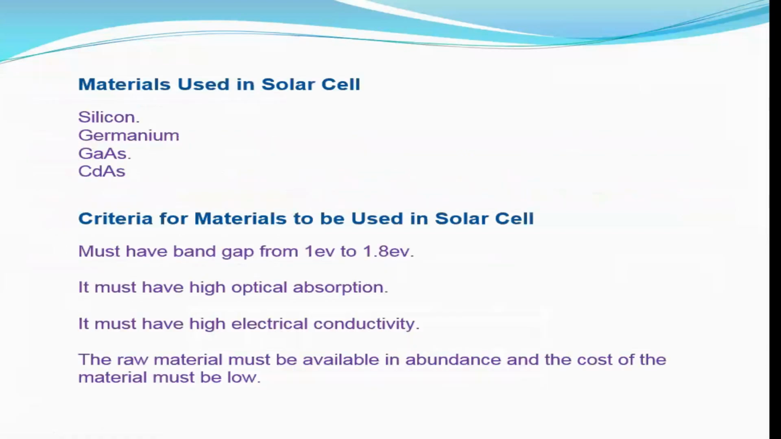The materials used for solar cells are silicon, germanium, gallium arsenide and cadmium arsenide, etc. Criteria for the materials to be used in a solar cell are that they should have a band gap from 1 electron volt to 1.8 electron volts, they must have high optical absorption and high electrical conductivity, the raw materials must be available in abundance, and the cost of the material must be low.